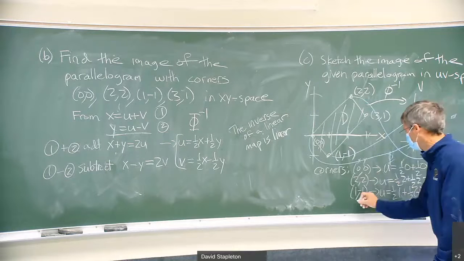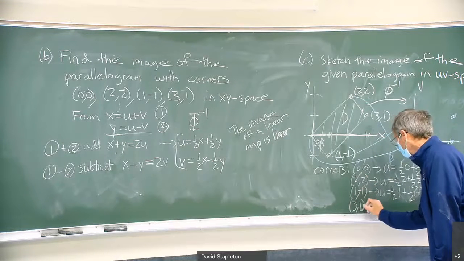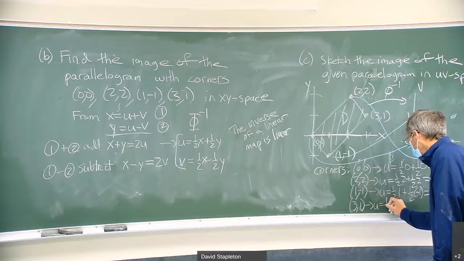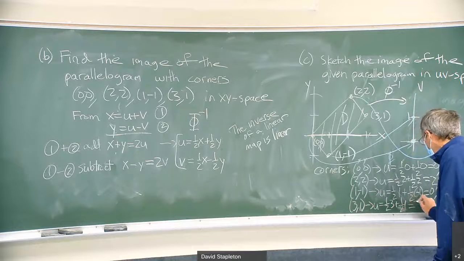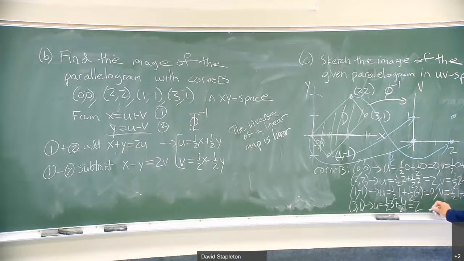If we take the point 3, 1, then u will be 1/2 times 3 plus 1/2 times 1, which is 2, and v will be 1/2 times 3 minus 1/2 times 1, which is 3 halves minus 1/2, which is 1. So, sure enough, it is the point up here, (2, 1). And what we get over here is a rectangle, right?